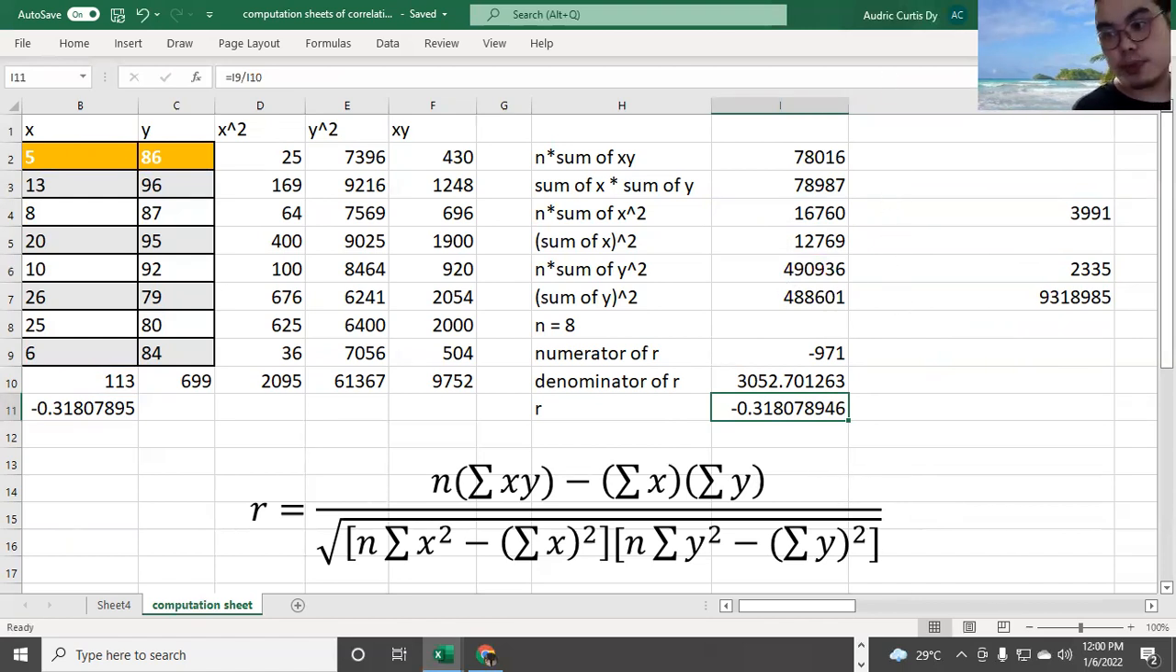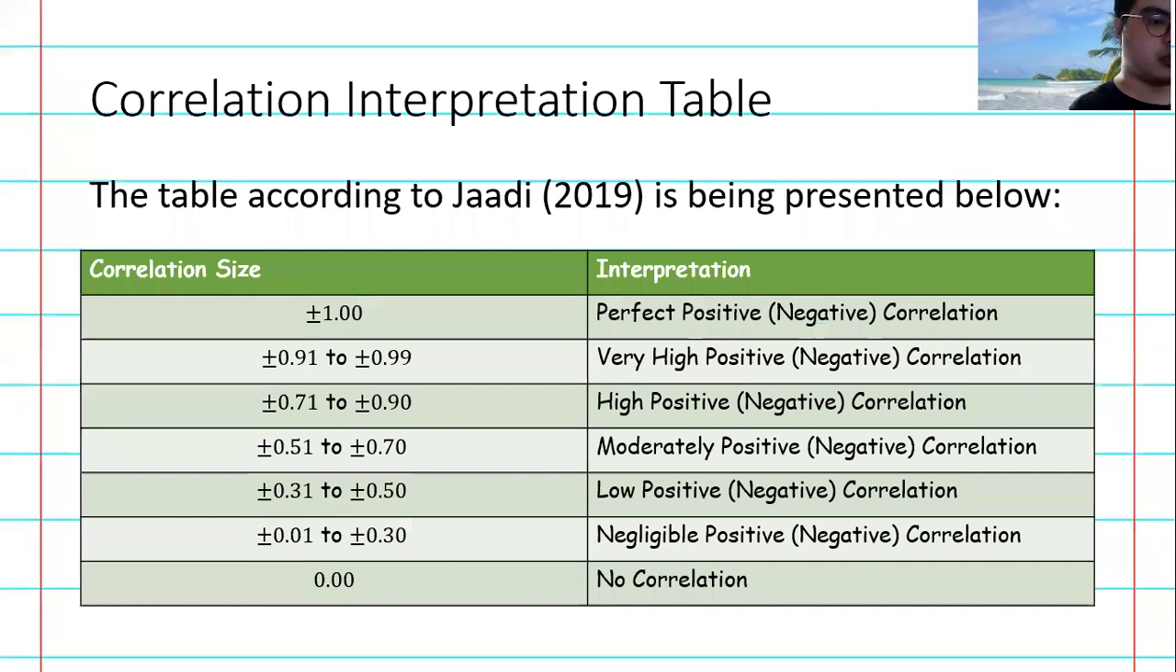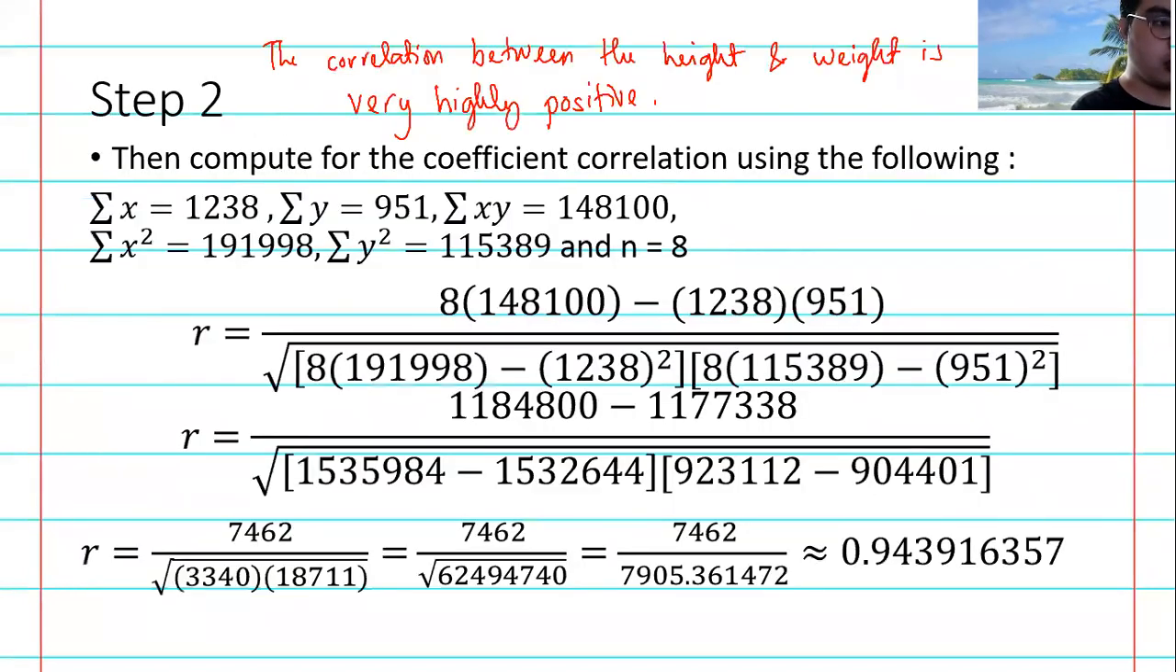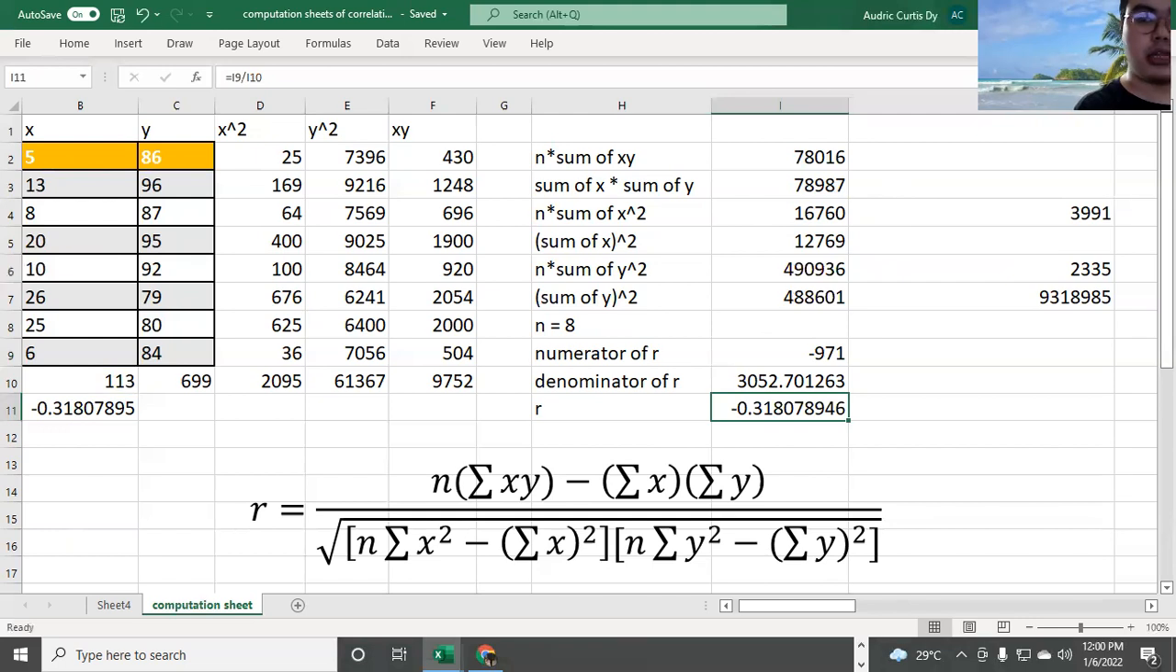So based on the interpretation table, okay, so we can tell that the correlation is low since it has a negative sign there. We can tell that it is negatively low. Okay, so now we're going to transfer all the data here.